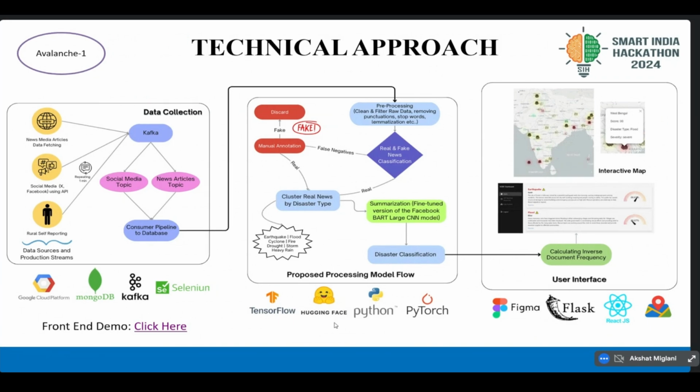The second phase of the technical approach consists of clustering and classification of disasters based on their type and location, which includes the following steps. The first step is preprocessing, which consists of removing punctuation, stop words, lemmatization, etc. The second step consists of real and fake news classification, which is followed by manual annotation of false negatives. The third step is clustering the real news. The fourth step is creating the summary of the particular cluster. Now we will see this phase in detail.